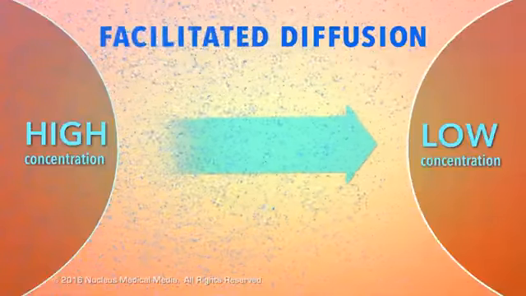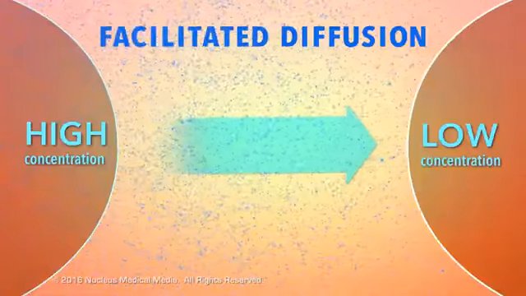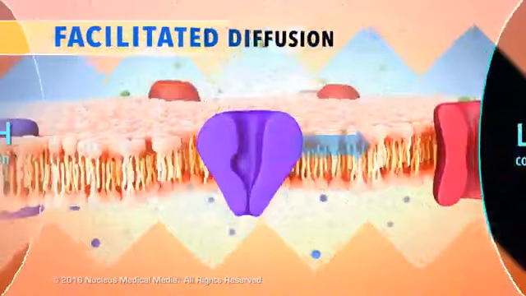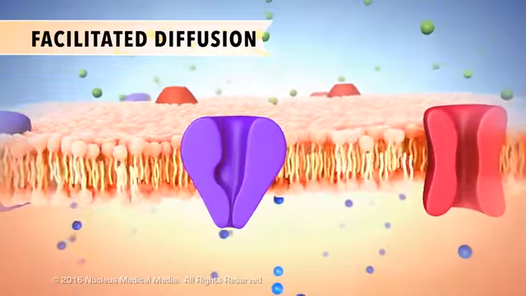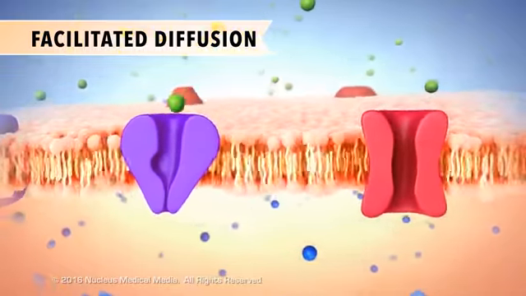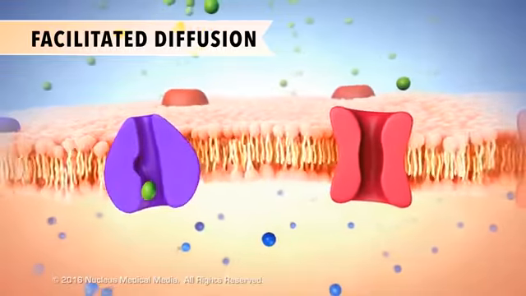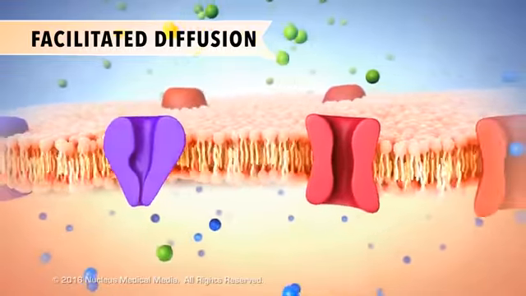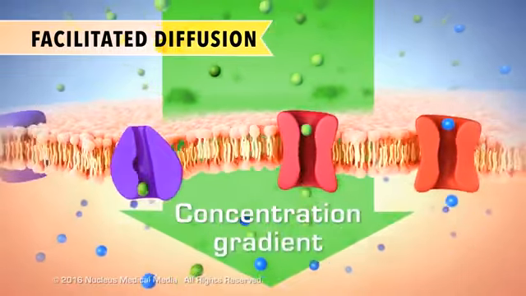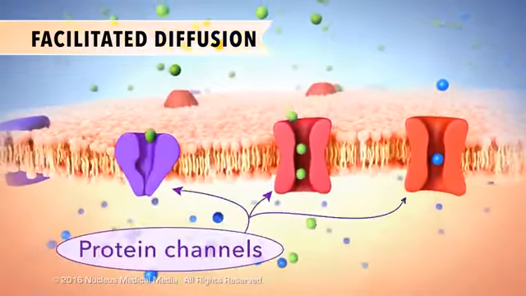Facilitated diffusion works naturally, without added energy, just like the diffusion example we discussed earlier. But facilitated diffusion generally happens with particles a bit larger than those that can seep through the cell membrane's phospholipid layers. So they move in or out of the cell along the concentration gradient in a specialized way, through protein channels.